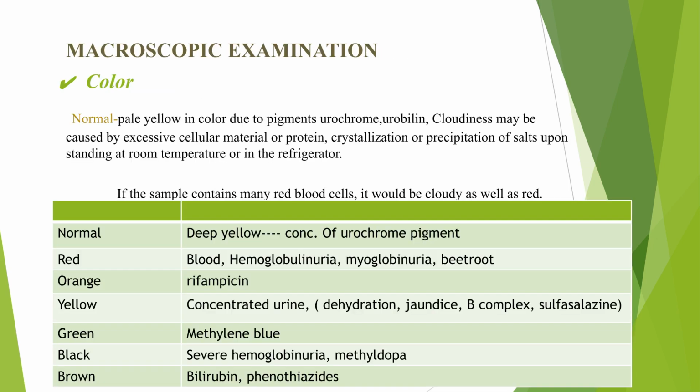Macroscopic examination begins with color. Normal urine is pale yellow due to urochrome and urobilin. Variations in color, from red to black or green, can indicate different underlying conditions or the presence of various substances.